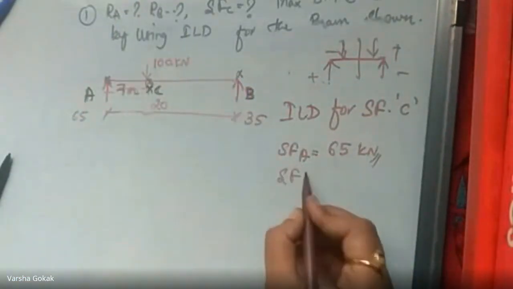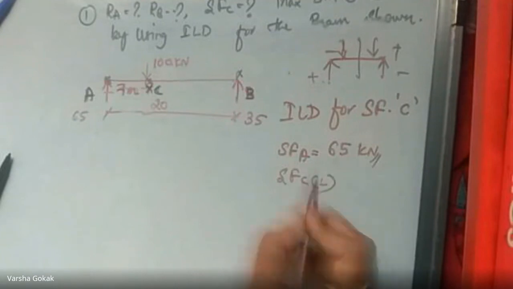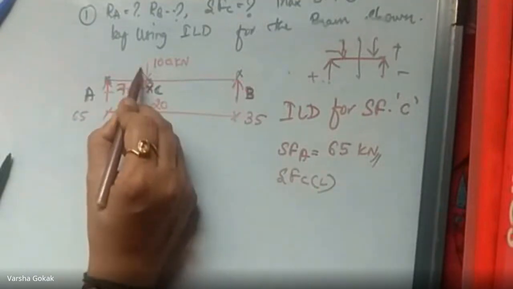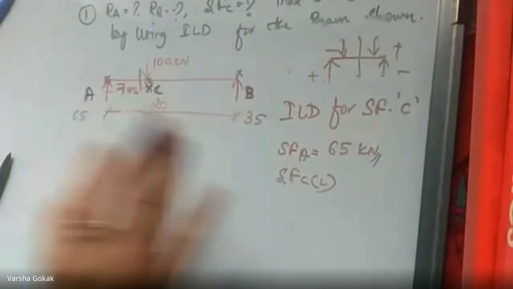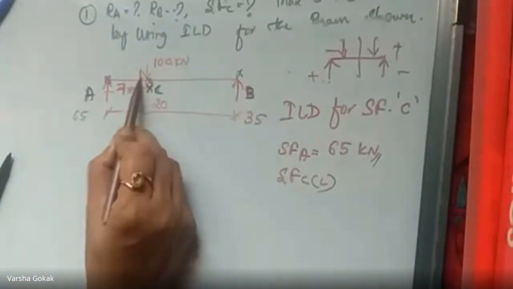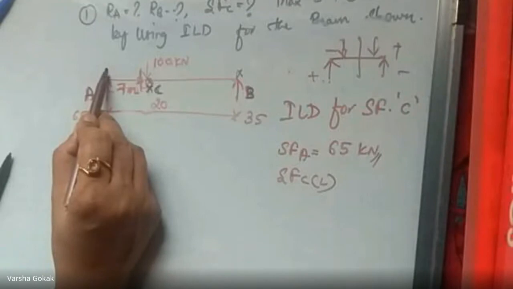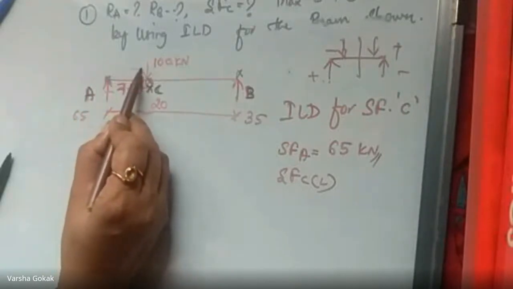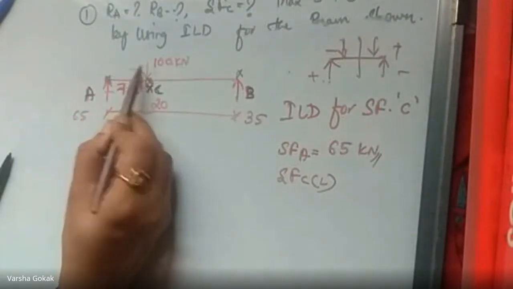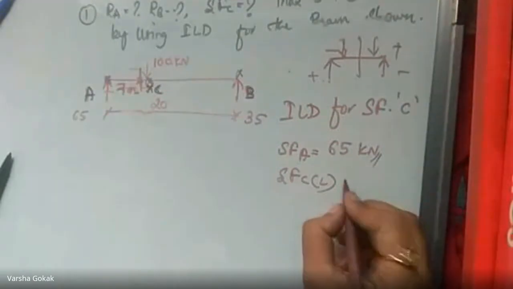Shear force at C towards the left at this point. I'm talking of the general shear force bending moment diagram. At this point, what is the value? Here it is 65. It is going like this, 65, 65, 65, till here also it is 65 only, no? Till the point 100 comes. So towards the left also it is 65.